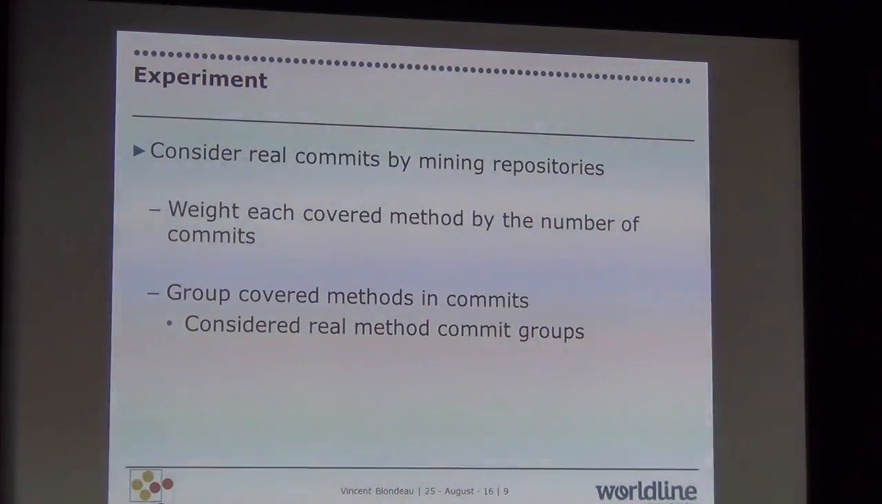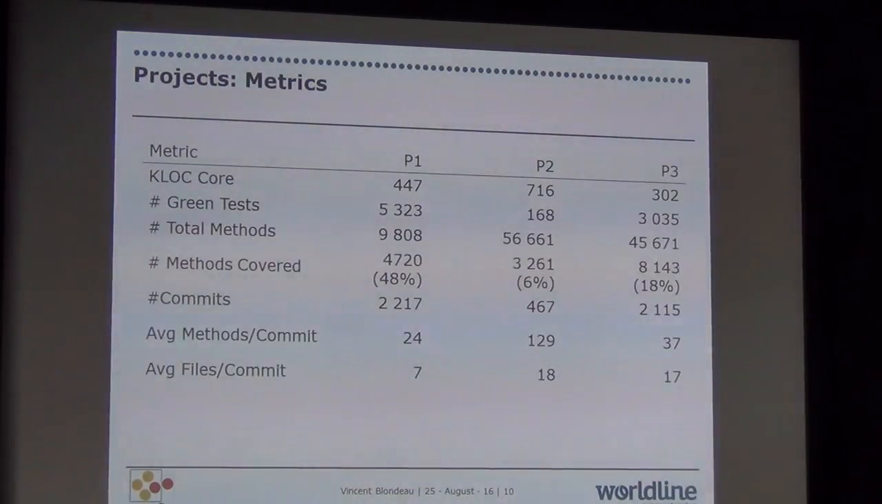After that we analyze the Git log to know which methods are committed several times. And the second experiment was to group the methods in commits. In this experiment we considered real commits that the developers made in the life of the project.